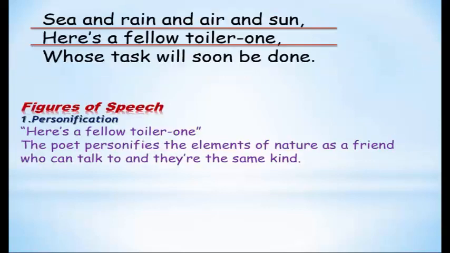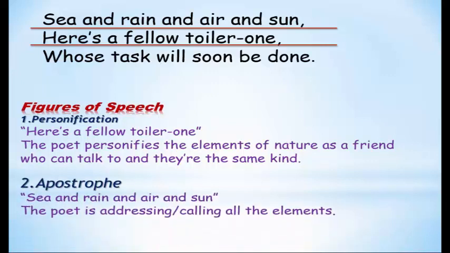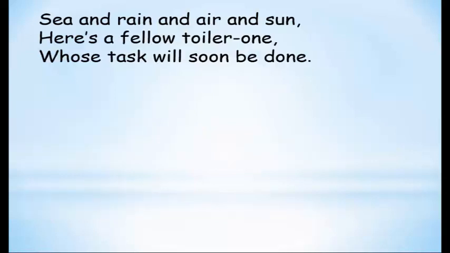"Sea and the rain and air and sun. Here is a fellow toiler one." We have personification here, because the poet personifies the elements of nature as a friend who can be talked to, and they are the same kind. We have apostrophe here. "Sea and the rain and air and sun." The poet is addressing or calling the elements of nature. So this is called apostrophe because he is calling them.